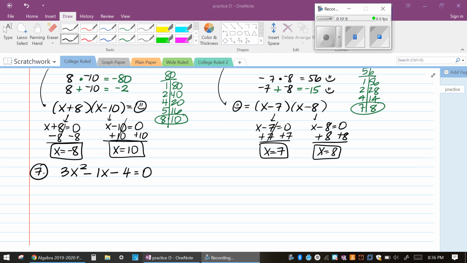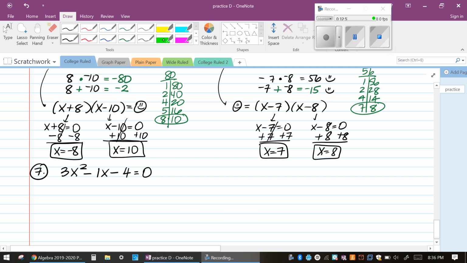Okay, for number 7, always check for GCF. 3, 1, and 4. The only number that can divide all of these, or the only number that goes into all of these, is 1. They don't all have a variable, so I can't say that they have a GCF besides just the number 1.